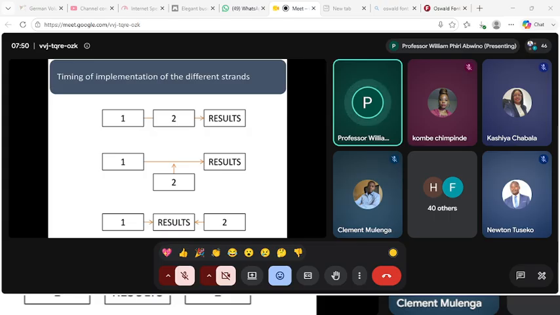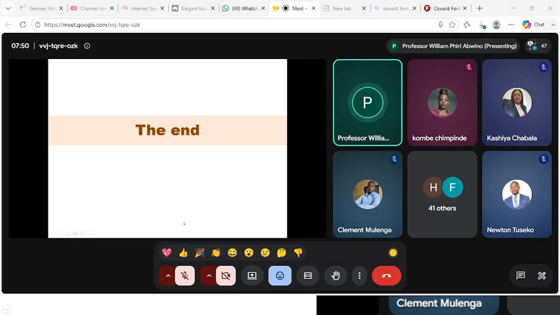So, timing of implementation of different strands. Okay, so 1 + 1 will take you to results, or sometimes 1 can take you to results. Check here. First you do that one, then you go to method 2, then it takes you to results. Or 1 takes you to results, and then 2 comes in and takes you to results, or it can take you back to 1. Or 1 results, 2 results, so they all pour into the results.